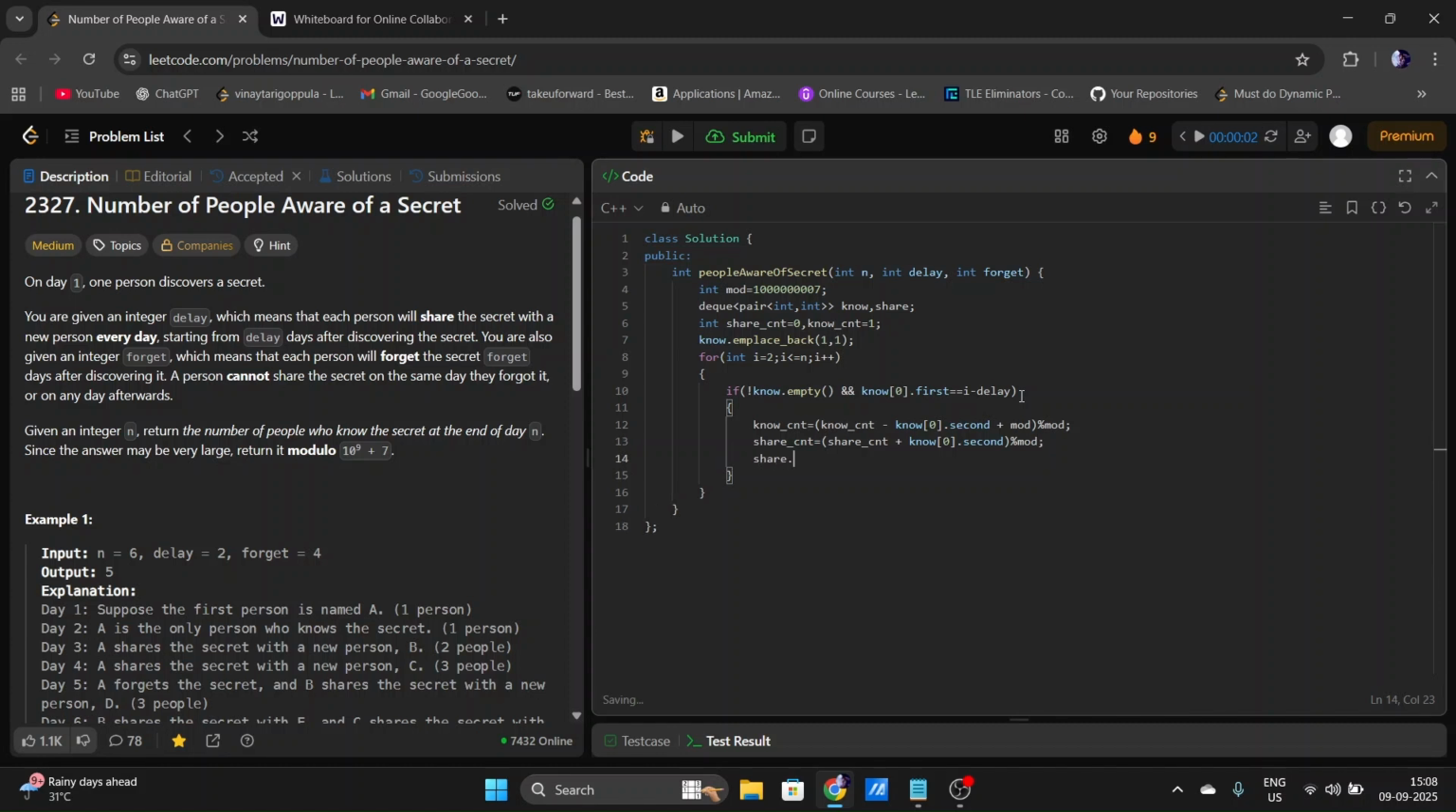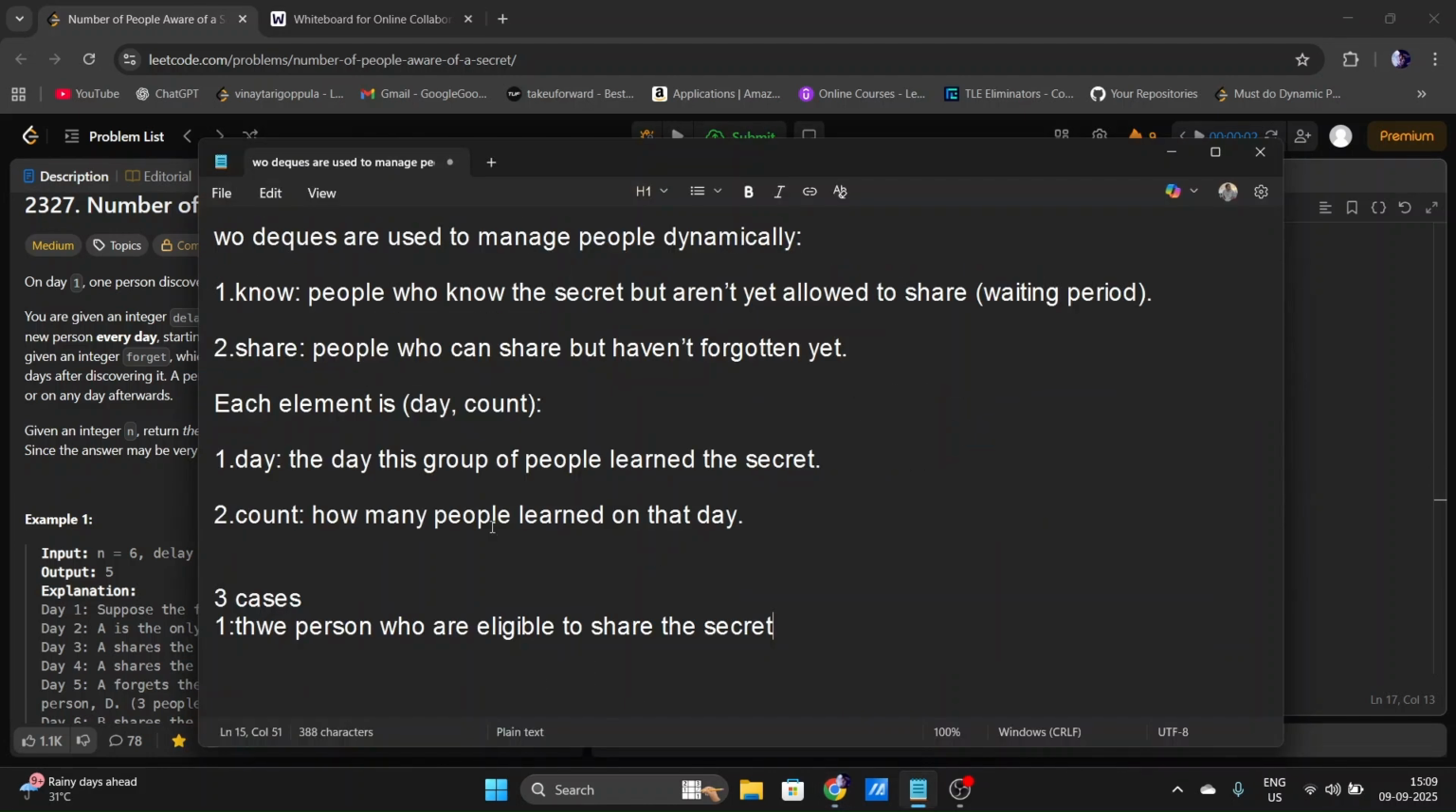Now we can emplace back in share DQ as no of 0. Now after removing from no count and adding it into share count, we have to pop it. So dot pop front of, that's it. That's it.